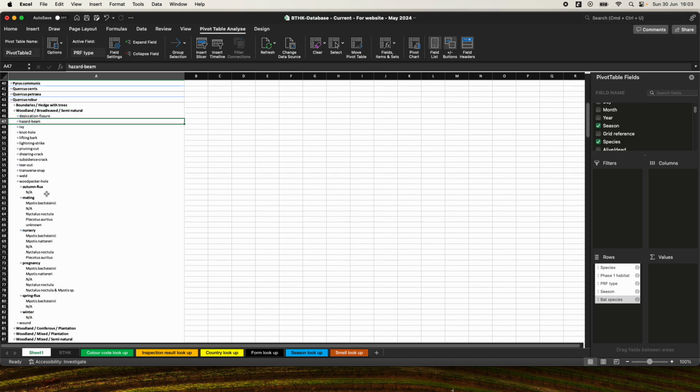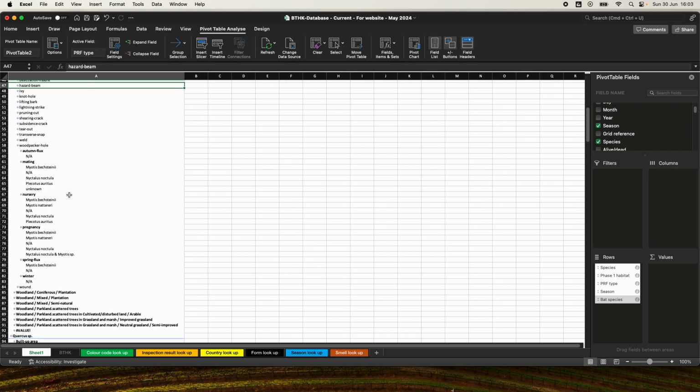So I'm just going to open that back up here. As you can see, we had results for spring flux, pregnancy, nursery, mating, but not for autumn flux and winter. The survey effort recommended by the Bat Habitat Key depends a bit on species, but it also depends on the type of roost that you're dealing with, whether you're dealing with individuals or a maternity roost. And so I thought I'd just delve into that a bit further.